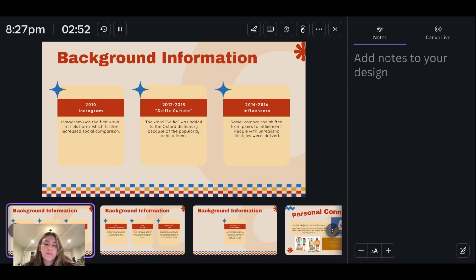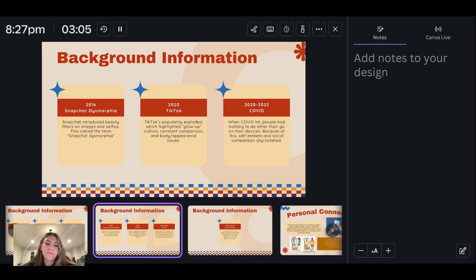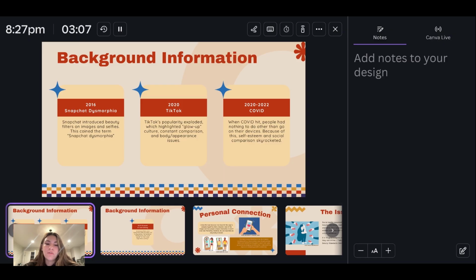In 2014 to 2016, social comparison shifted from people's peers to influencers. People with extravagant and unrealistic lifestyles became praised and normalized. We saw an increase in body surveillance, appearance anxiety, and validation seeking. In 2016, we saw the first mass use of beauty filters and images on selfies. This coined the term Snapchat dysmorphia and normalized the edited self versus real self comparison.